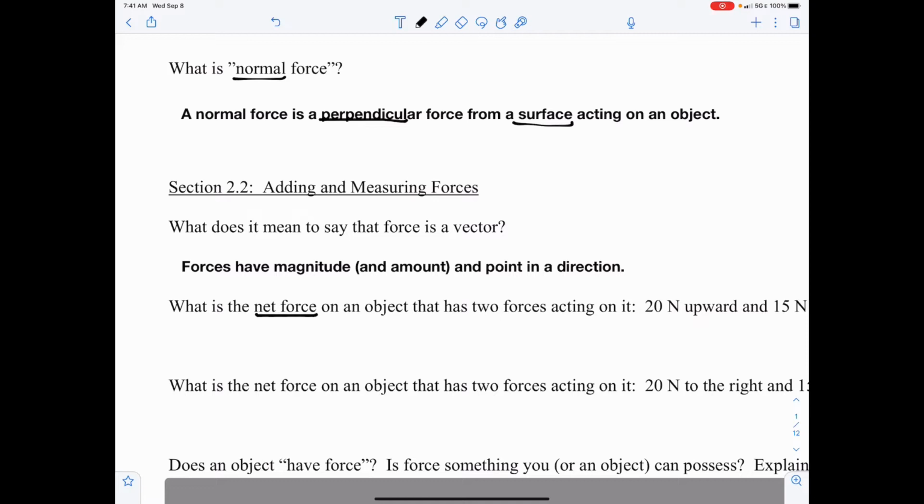So net force is this variable, sigma F. Sigma, that's the Greek letter sigma, stands for sum, adding, the sum of force. The sum of force is another way to say net force. It's going to be your causing force minus your opposing force.